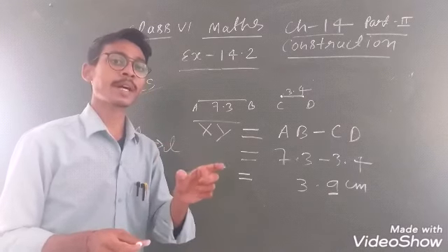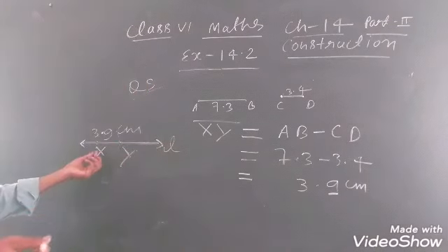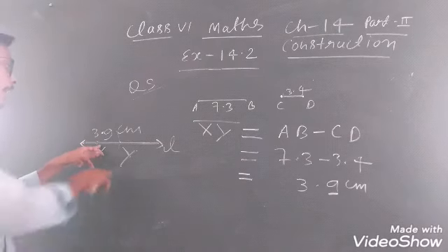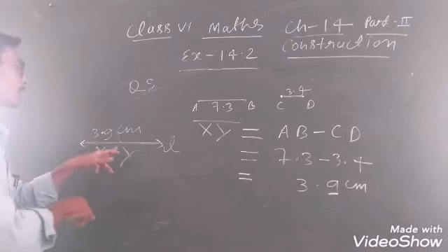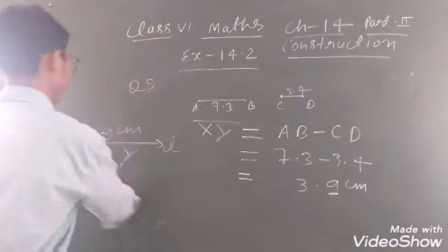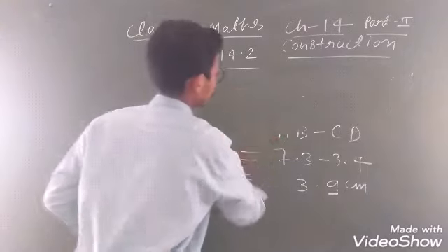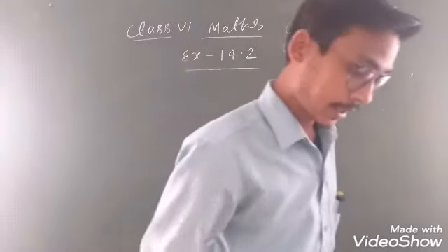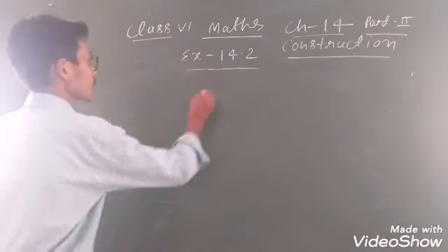Stretch your compass till 3.9. When you stretch, one pointer you will place on X and another you will take to R. It will come 3.9. Clear everyone? So this is about question number 5. This is 3.9. Okay? Let's come to the next question. This is exercise 14.3.